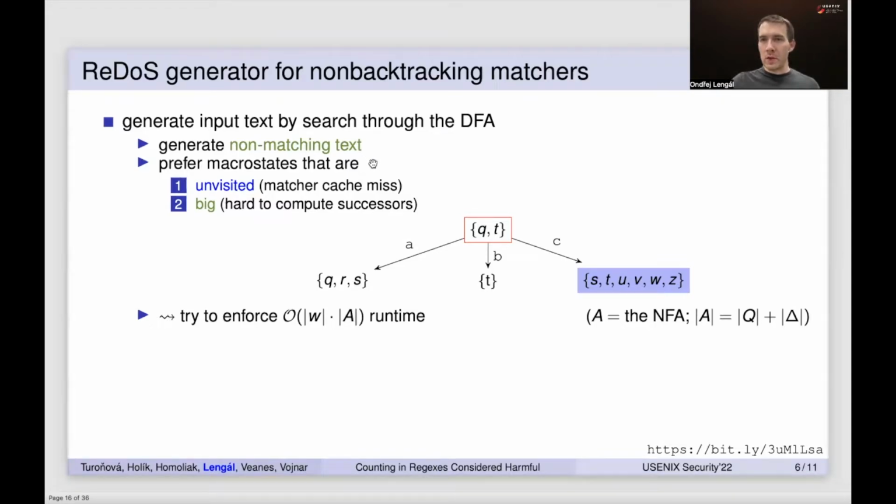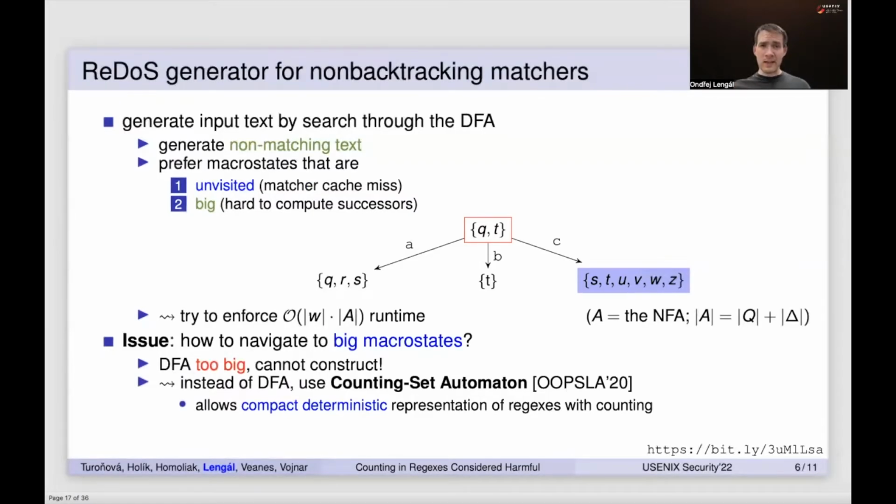When doing this search of the DFA, we try to prefer macro states that are unvisited, in order to have low cache utilization of the matcher, and that are big, in order for the matcher to have a hard time generating the successor state. For example, here, if we try to get the successor of the state Q and T, we have three options, and we can take the last one because it has the biggest macro state. By doing this, we try to enforce the nonlinear runtime of the matcher.